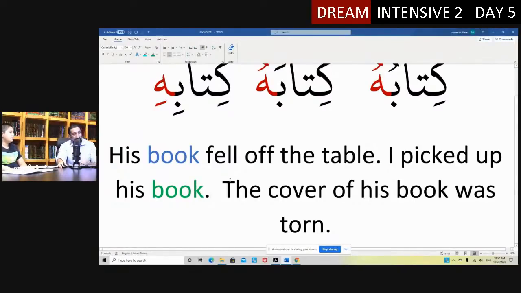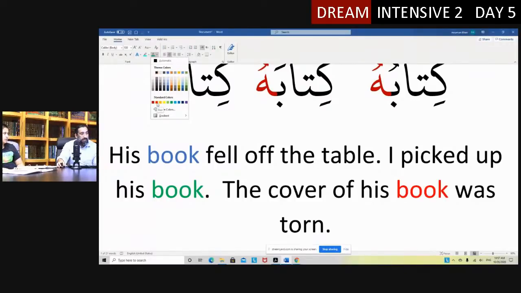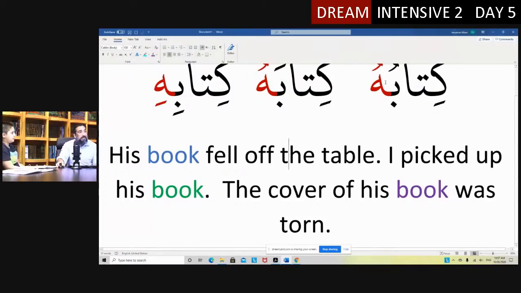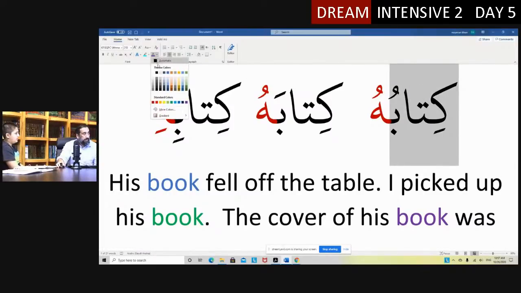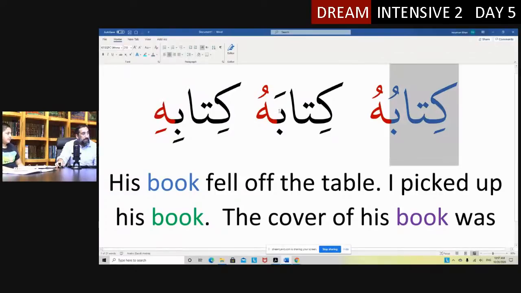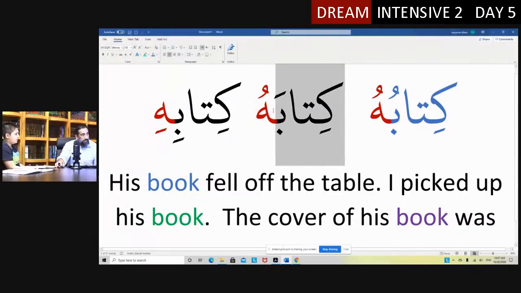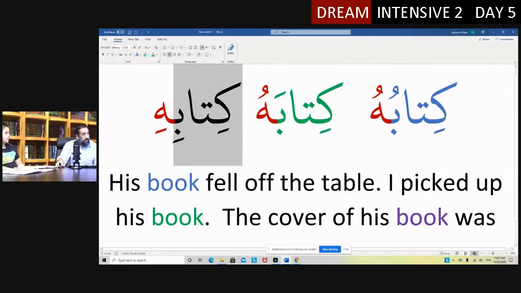I read your mind. The cover of his book. The cover of the book of his. Technically, the word book is actually after of, so this would be a harf. It would be a jar. I'll make it purple. Now in Arabic, I say kitabuhu. Kitabu, that's rafa. I say kitabahu. That's nasab. And then there would be kitabihi. That would be jar.